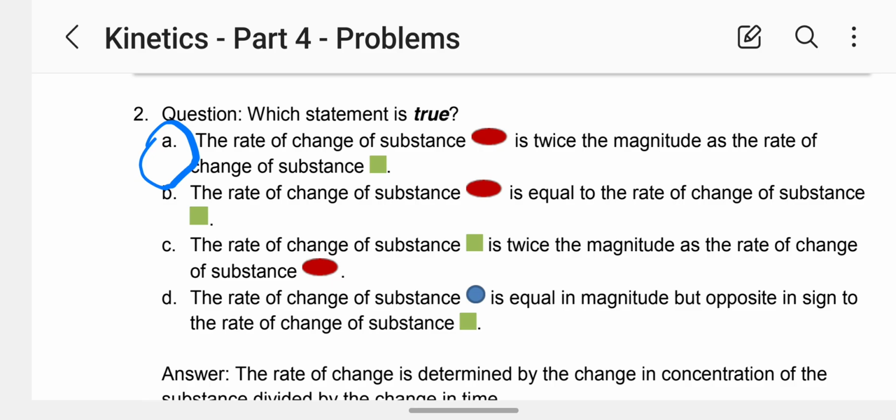If they would have said that which statements are true, then you have to look into the other statements. But you can see it is equal to the red. No. Is twice the magnitude. No. D1 blue is equal in magnitude, but opposite in sign to rate of change. No, never, because the reaction is here only in the progress, in the forward direction, and the red and blue arise from the left side, and green has no relation.